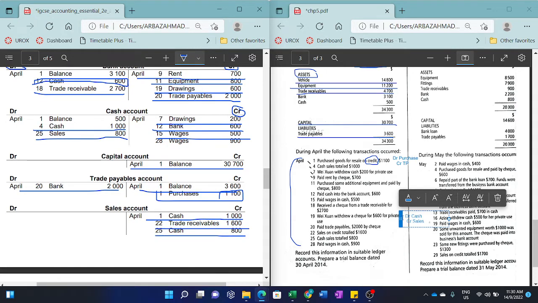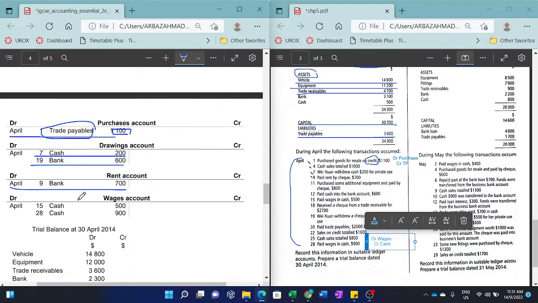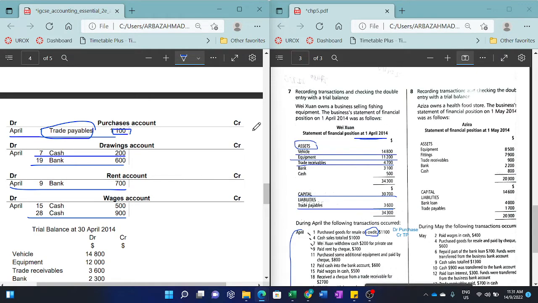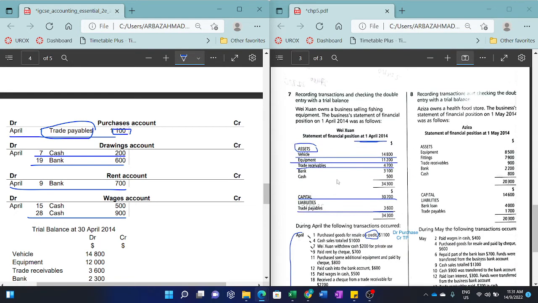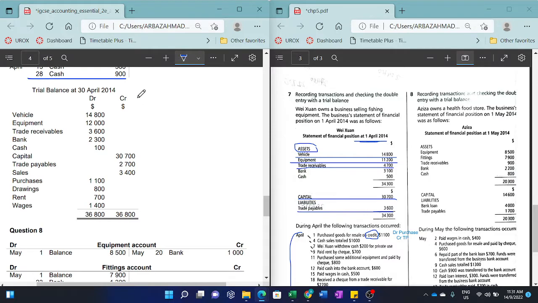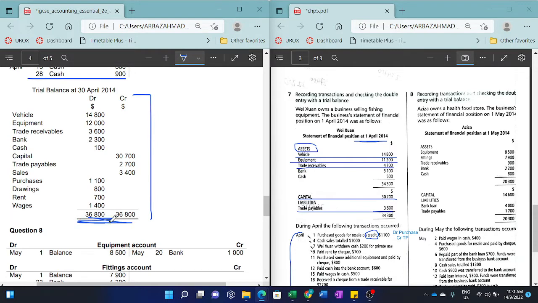Last one is paid wages. So when you pay wages in cash, you debit wages and your cash reduces, right? So your cash reduces, you credit your cash and you debit your wages here. Okay. So this was question 7. Let's move on to question 8. I hope you understand the concept here clearly, and now you can prepare the trial balance. If you did this one correctly, you shouldn't have any problem preparing the trial balance.